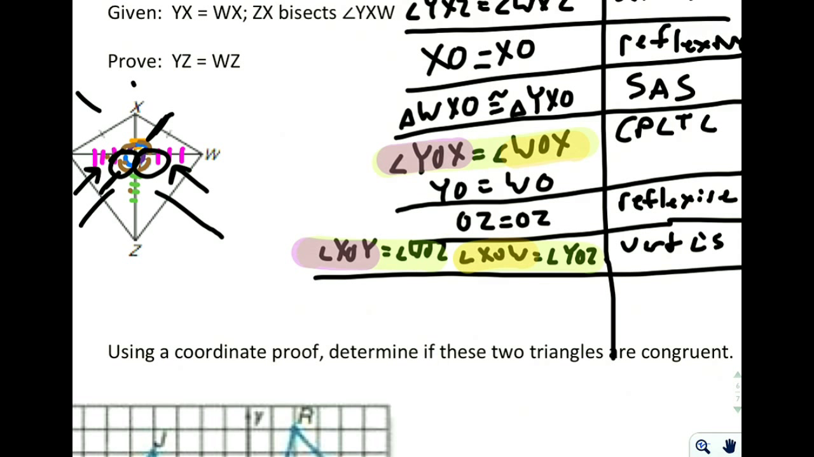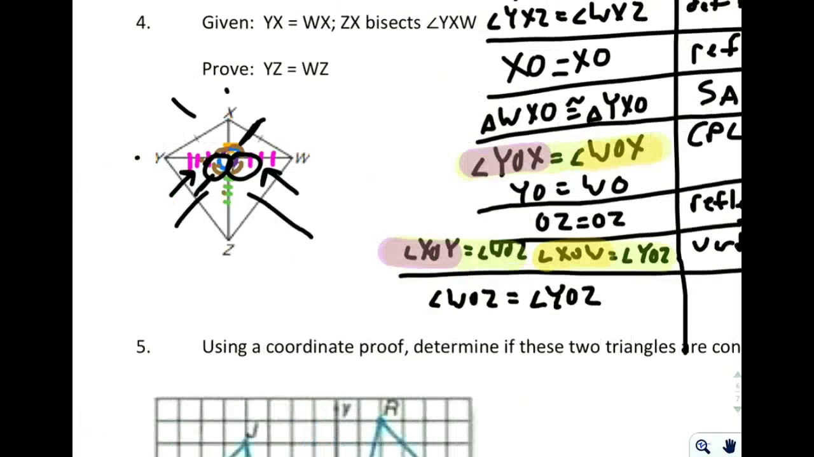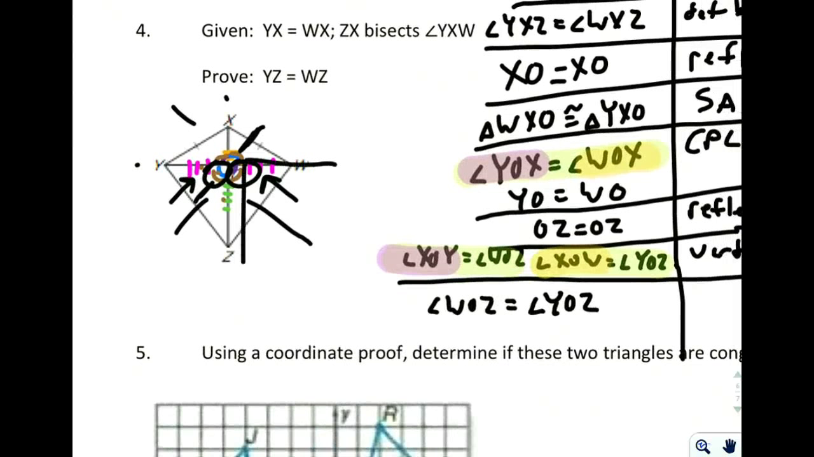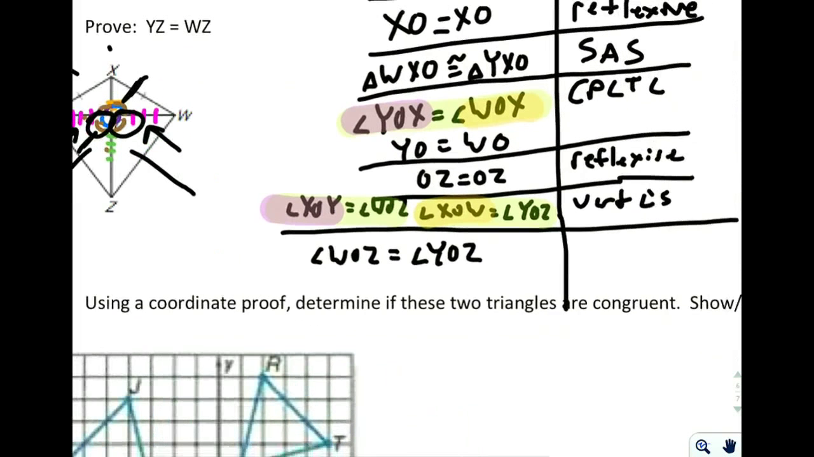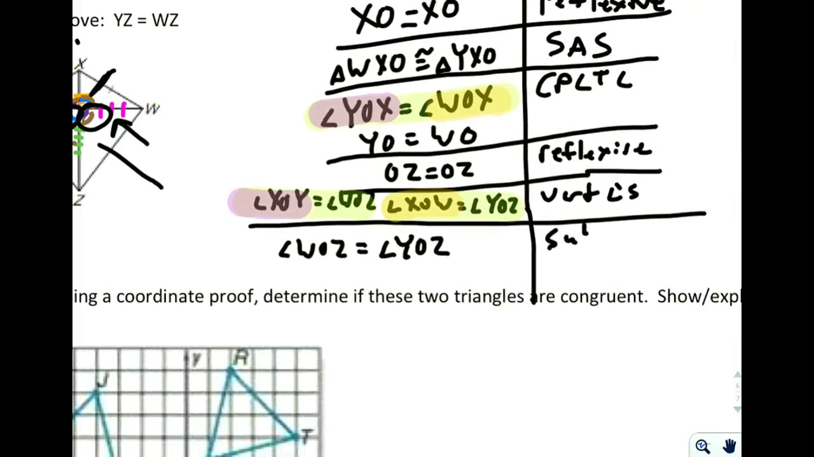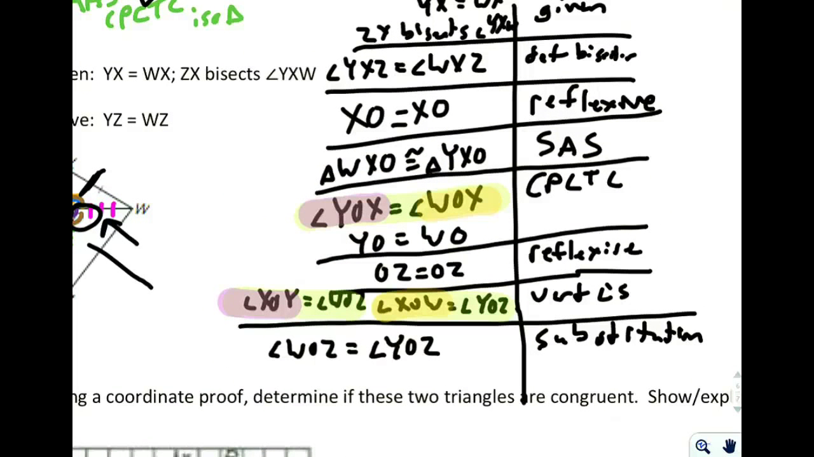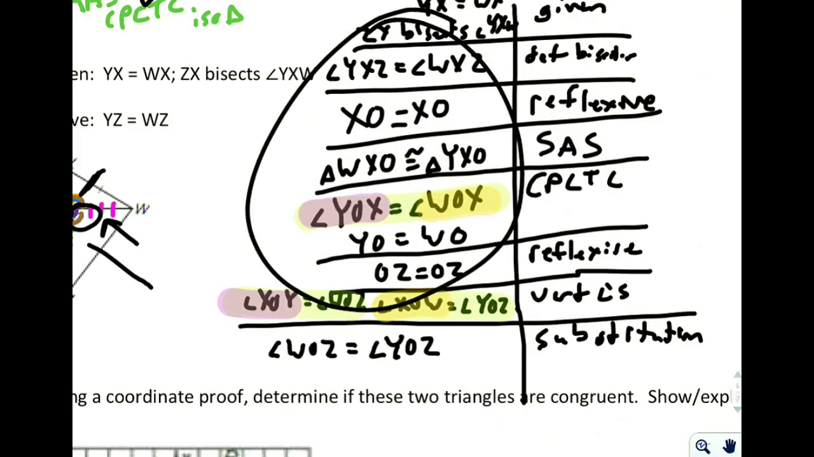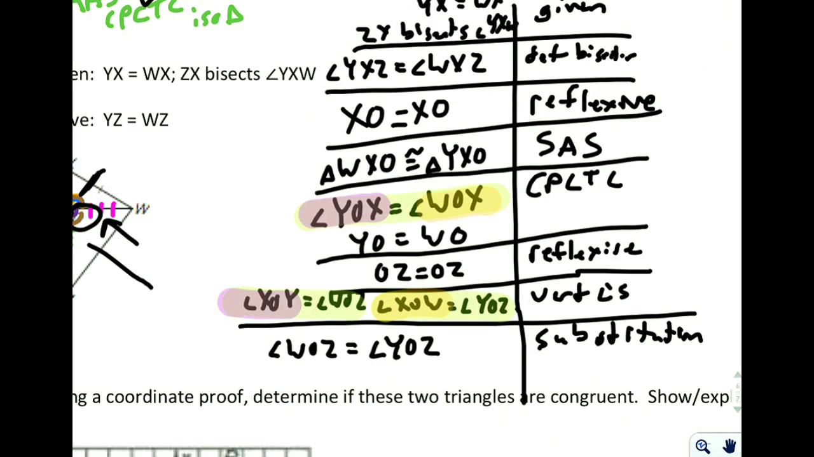So by substituting in, we can plug in WOZ is equal to YOZ. And that's going to give us WOZ, YOZ. Those two inner angles is what we want. And that's by substitution. Remember, with substitution, you can only substitute from things you've previously written above. So if it's not written somewhere up here, you can't use substitution with it.